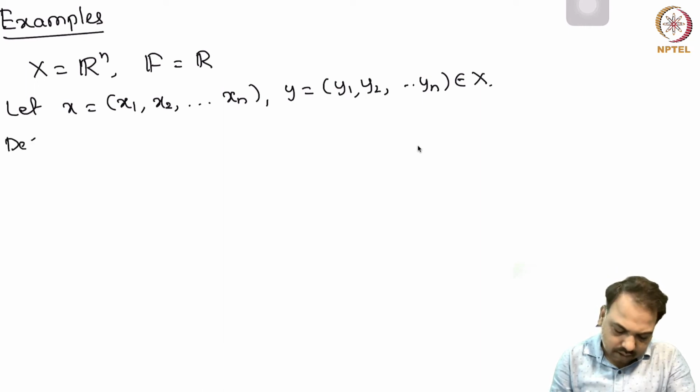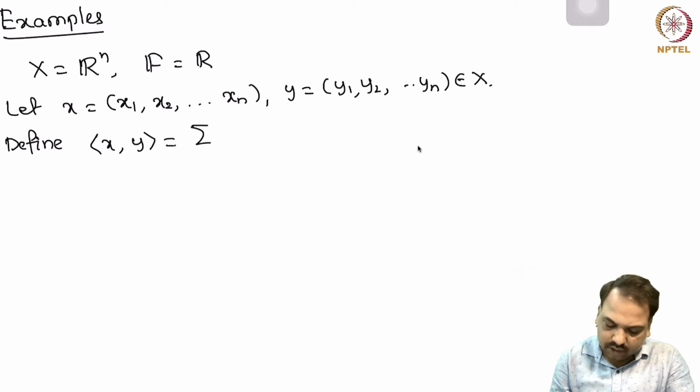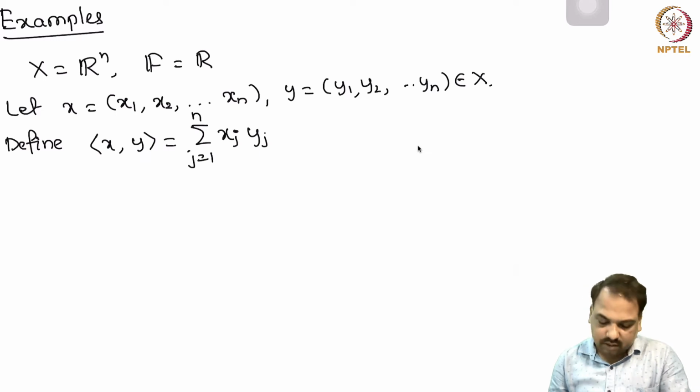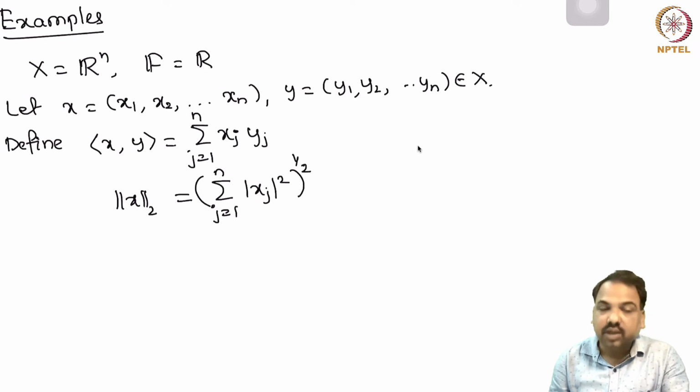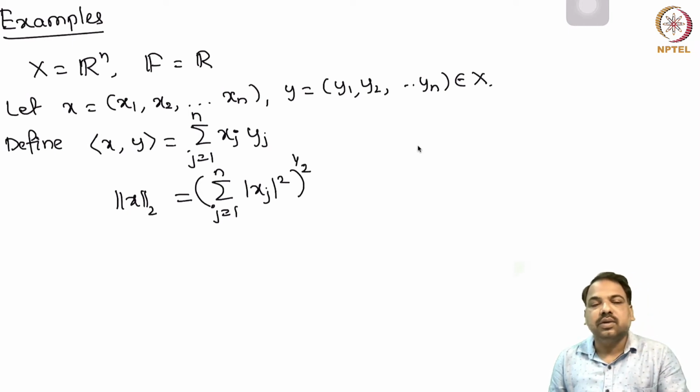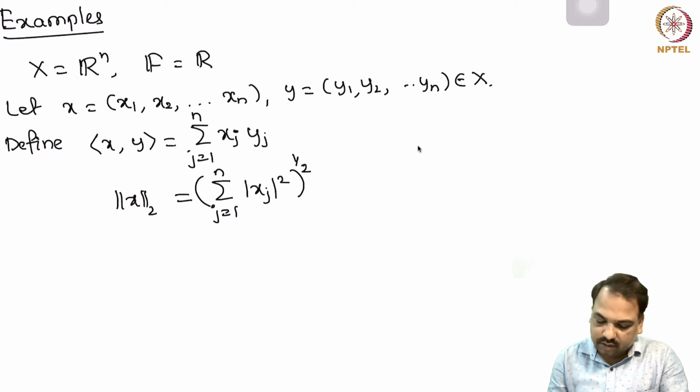Define this two variable function as summation j equal to 1 to n of xj yj. We know that this is the dot product or scalar product of x with y. It can be easily shown that this is an inner product on R power n. The induced norm here is given by summation j equal to 1 to n mod xj square, whole power 1 by 2. This is the Euclidean distance from the origin to x. So this is the inner product, and this is the induced norm.